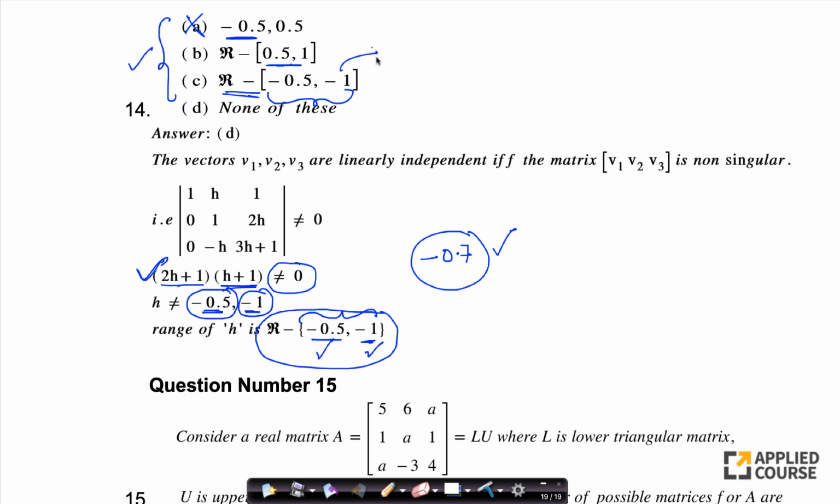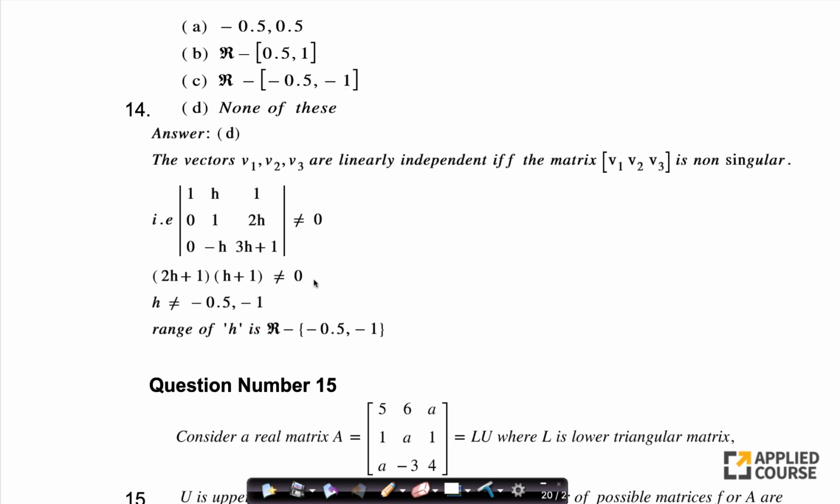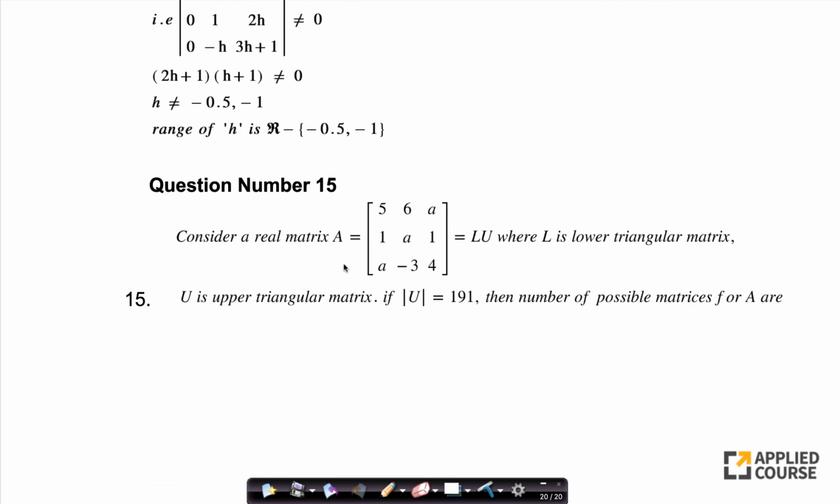While when you write it this way, you're saying all the numbers that lie between -0.5 and -1, including those 2 numbers. So the right option here is option D, because none of these are the right options. If instead of these square braces there were curly braces here, this would have been the answer. I hope this is clear. Now let's go to the next question.